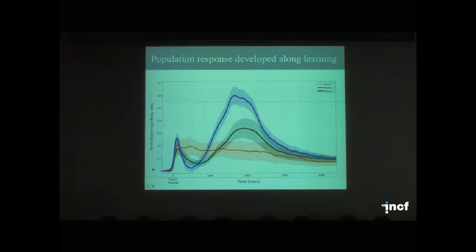So what we're showing, and perhaps for the very first time, is how a population of M1 neurons are learning gradually to produce response patterns which are driving a completely novel sensorimotor effector.